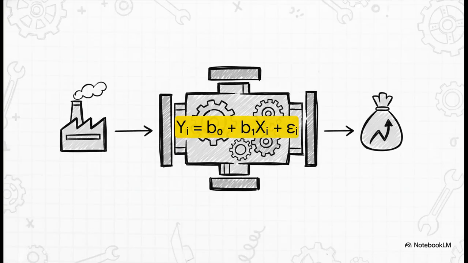Now, don't let this equation intimidate you. It looks a little complicated, but it's really just the official recipe for a straight line. The y is what we're trying to predict, in our case, the profitability, and the x is the piece of info we already have, the company spending. Everything else in here just tells us exactly how to draw the perfect line that connects the two.